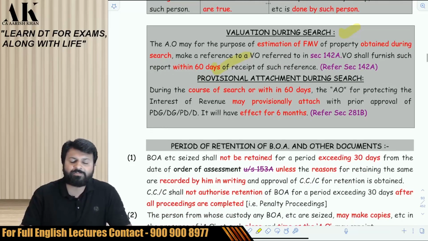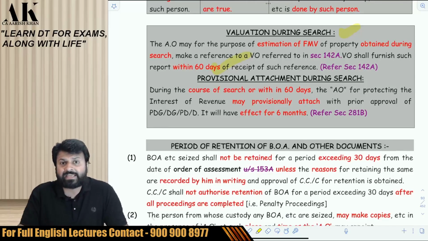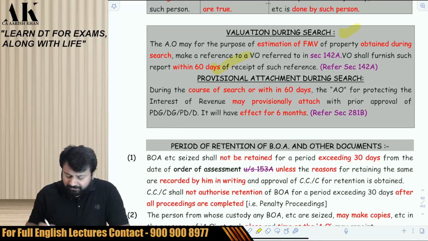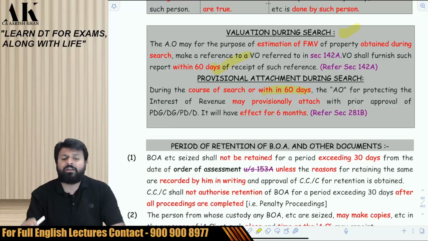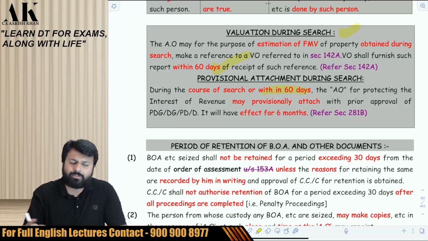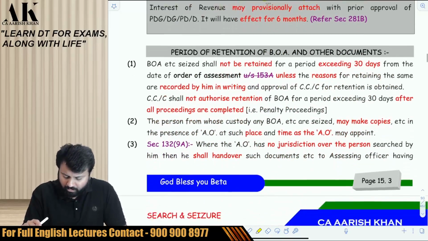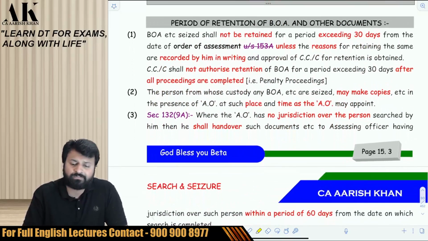Next one, provisional attachment. As I have told you in the previous topic also, can the department do a provisional attachment? Yes, they can do provisional attachment of your property during the search and seizure or within 60 days from the search. They can do it with an approval of the principal director general, principal director and director. And this will have an effect for how many months? This will have an effect for 6 months. After 6 months, it will cease to be effective. I hope it is clear.